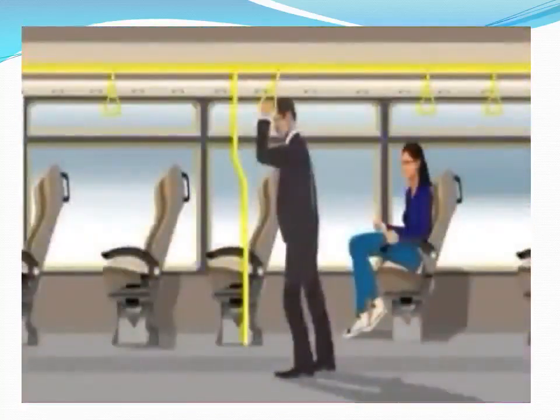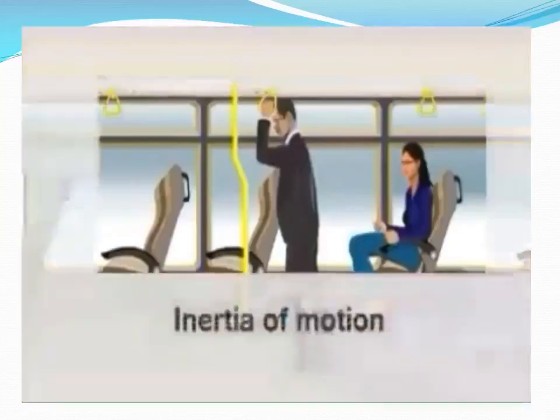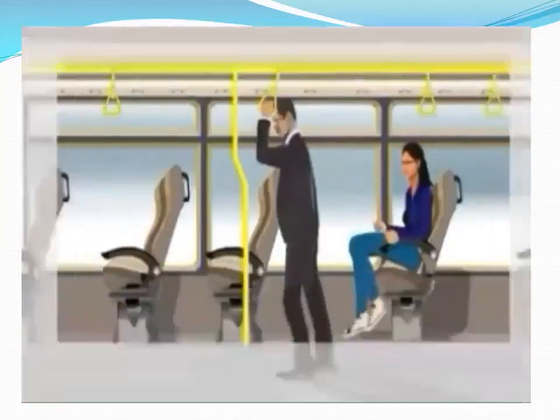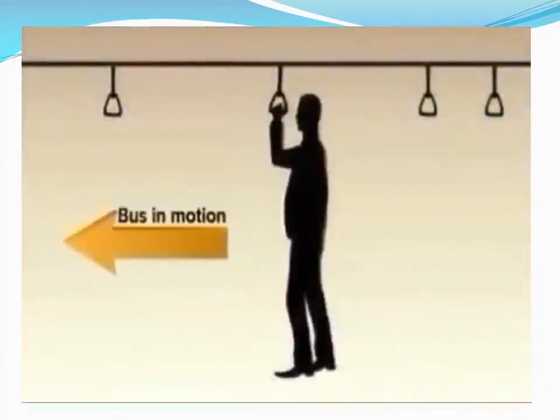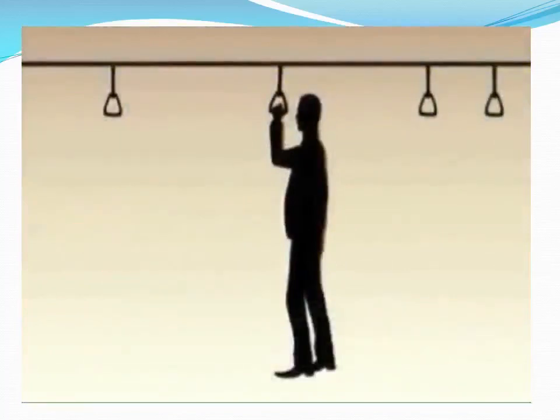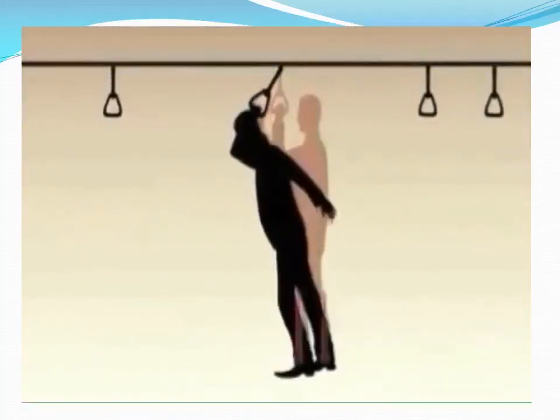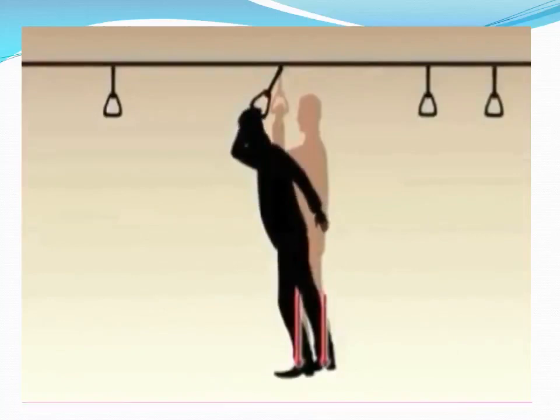The passenger tends to fall forward. With the application of brakes, the upper part of his body will continue to be in motion, and the lower part will come to a halt along with the bus due to the contact of his feet with the bus floor. Here, the upper part of his body tends to continue in the same state of motion because of his inertia. It opposes any change in the state of its motion. This tendency is called inertia of motion.